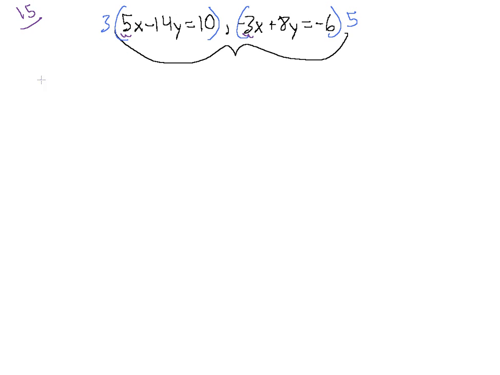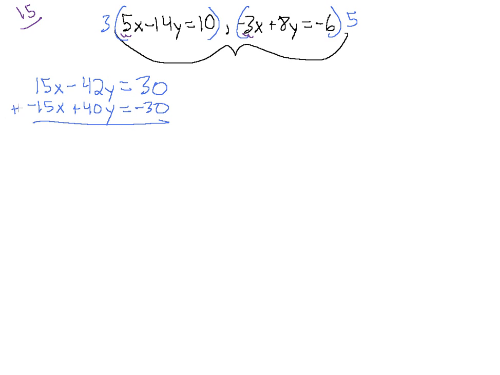So we have 3 times 5x is 15x, 3 times a minus 14y is minus 42y, and 3 times 10 is 30. Okay, now since we want to use elimination in the next step, let's go ahead and write this product underneath. So we have 5 times minus 3x is minus 15x, and you can see the usefulness of this strategy. We can actually cancel this in the next step. So we have 5 times 8y, which is plus 40y, and we have 5 times minus 6 is minus 30.